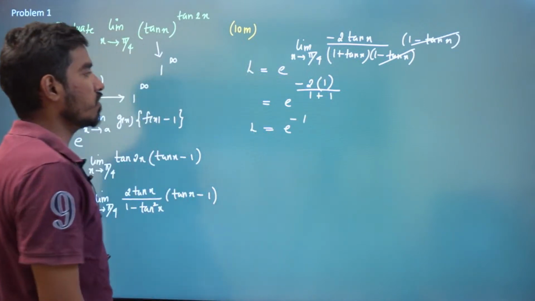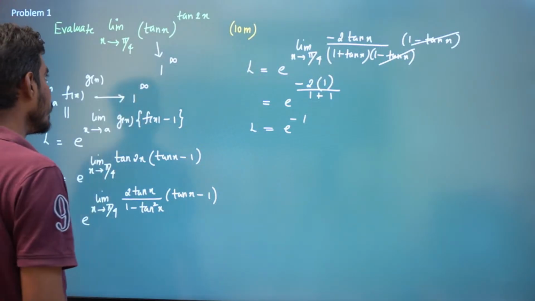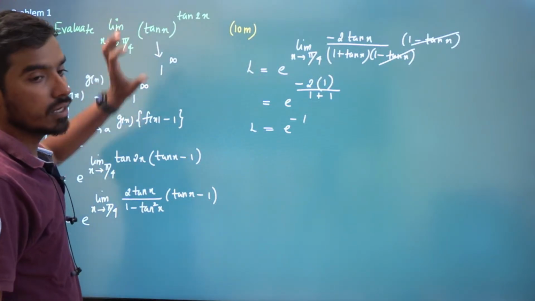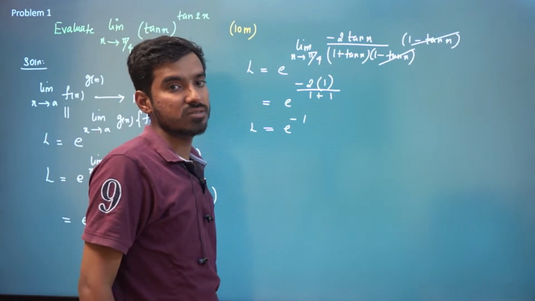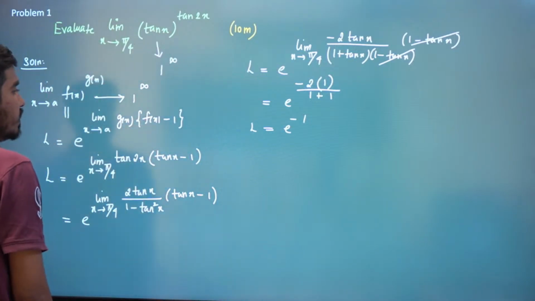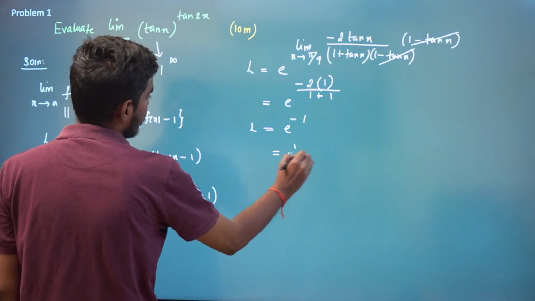The required limit of the function is given by e power minus 1. Let L be the limit of that function, and the required limit is e power minus 1, or 1 by e.